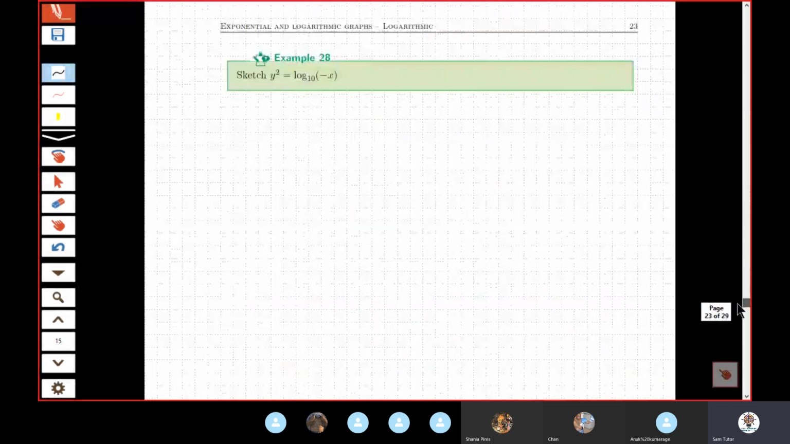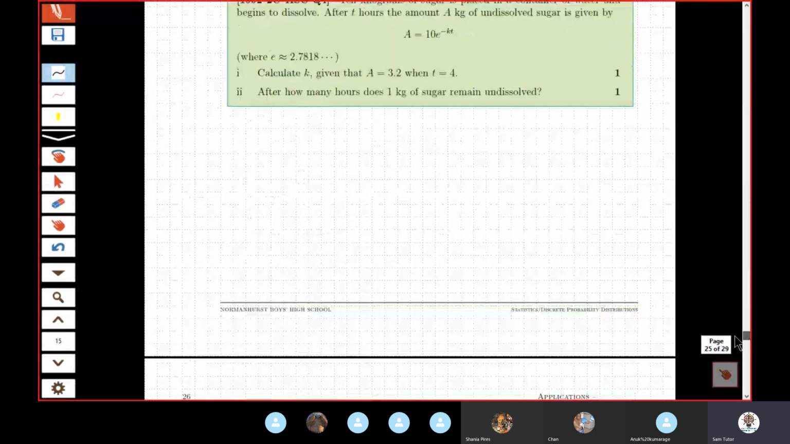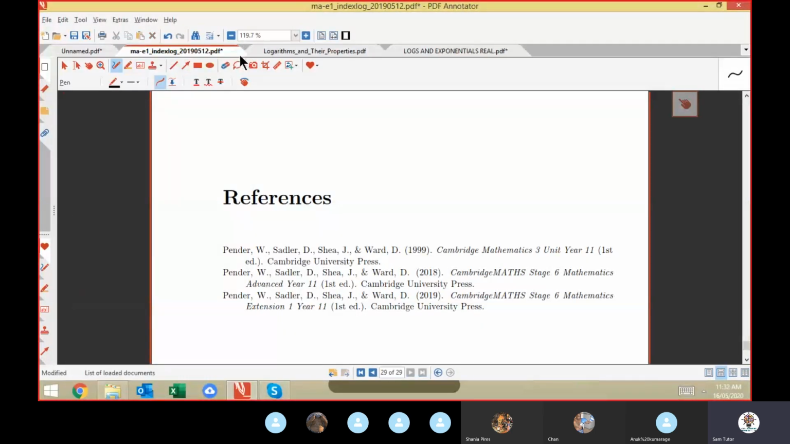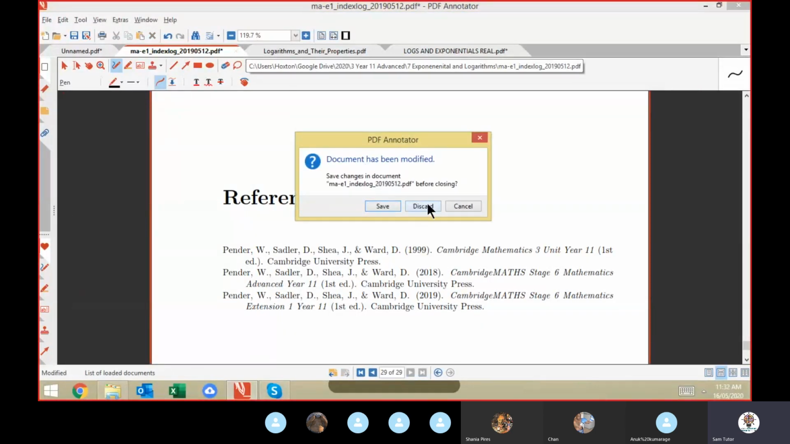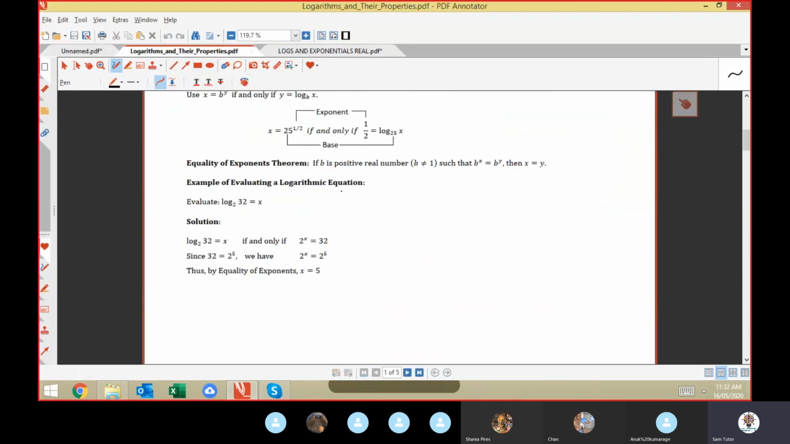Graphs, that's all next week. Applications, I'll rather do next week as well. All right. This book is done. I'll send that to you guys. I've already got this all sorted out, so I'll send you that copy.